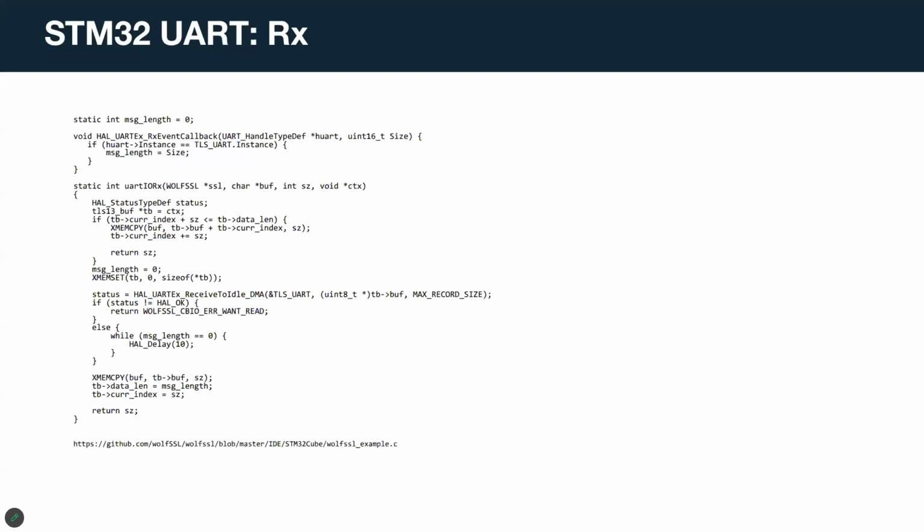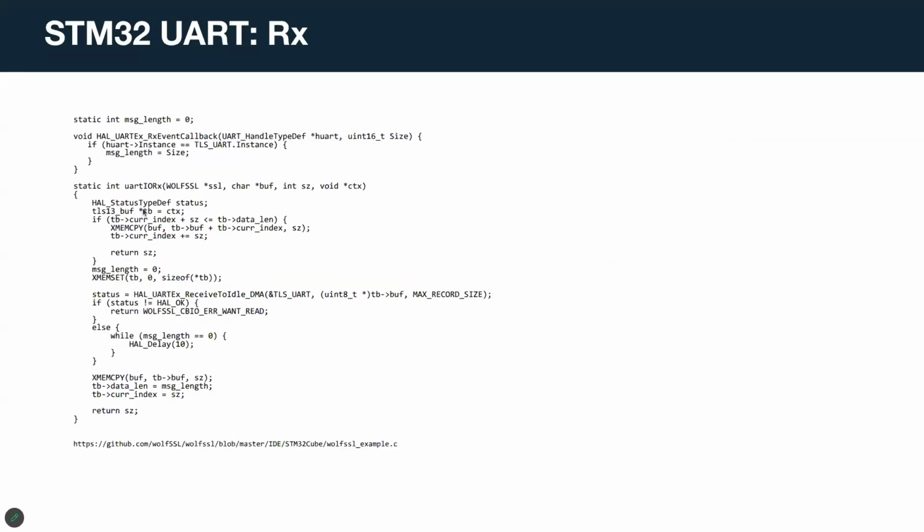If you have it declared and defined, then you're overriding their default. All we're doing here is writing the size of the packet into message length. This callback is being called because down below, as you can see, we're using the receive to idle DMA API. And in the UART IO receive callback, we're getting a context.